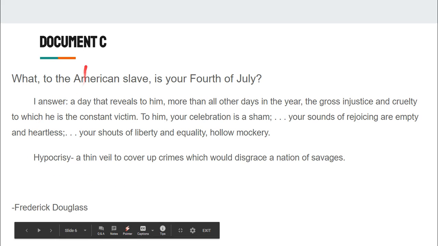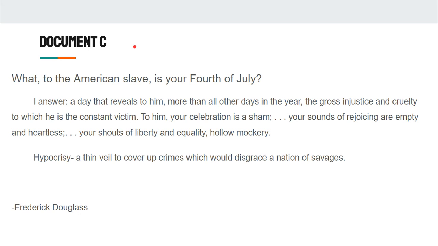Document C, this gets at the title of the unit, right? What to the American slave is your 4th of July? So this was a speech given by Frederick Douglass, as I said the other day, in the mid 1850s. And then just some of the language he uses. As you can see, these little ellipses here, I'm skipping over a number of things, but you can find this document. I think it's probably roughly 11 pages long.